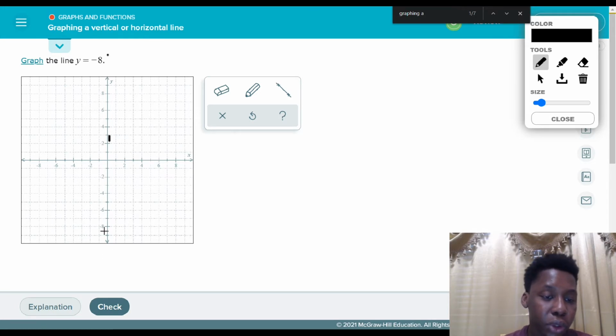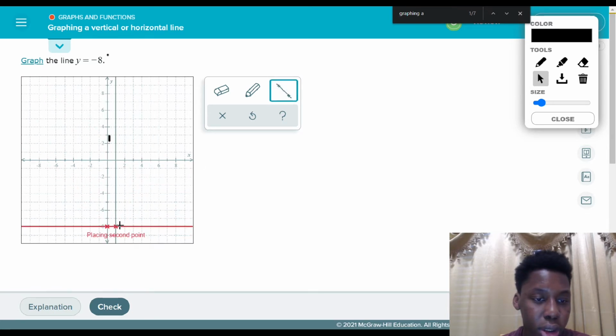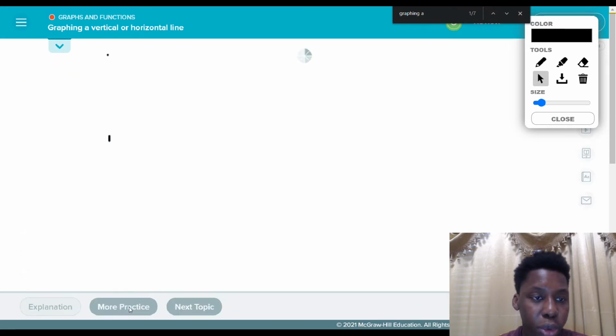Remember, since we're graphing the line of y, for us to touch this y, we have to draw a horizontal line that passes through -8. We'll come over here, place 8, and you can place at any other point as long as it passes -8. So this is the horizontal line that graphs y equals -8. Let's check that out. Correct. Let's look at more practice.